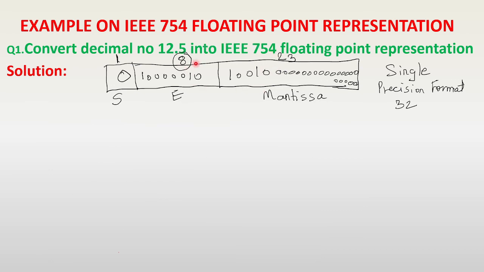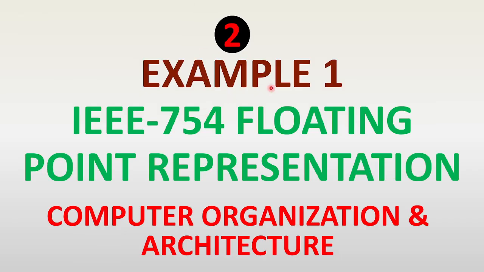So this way you can represent any number in the single precision format, that is using 32 bits. Given any decimal number like 12.5 or any other number, you can represent it like this. So this is a way to convert a decimal number into floating point representation. So this was all about example 1 on IEEE 754 floating point representation under computer organization and architecture.